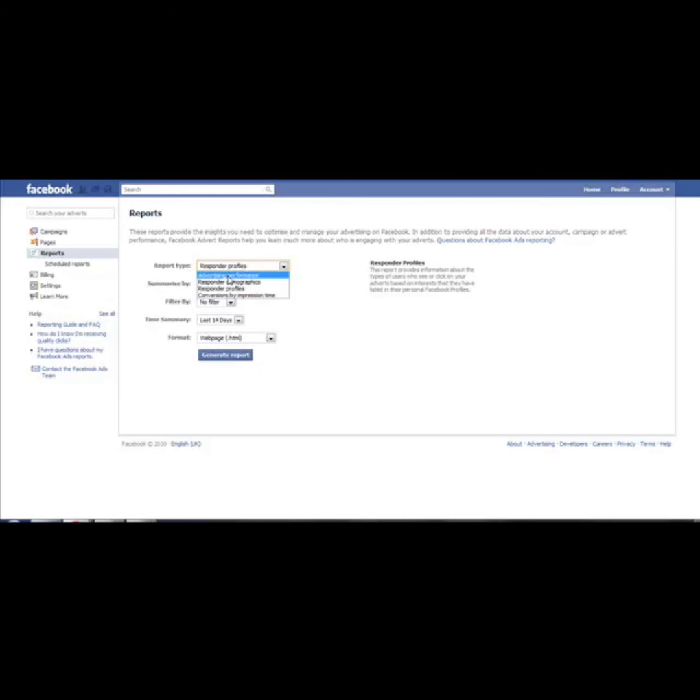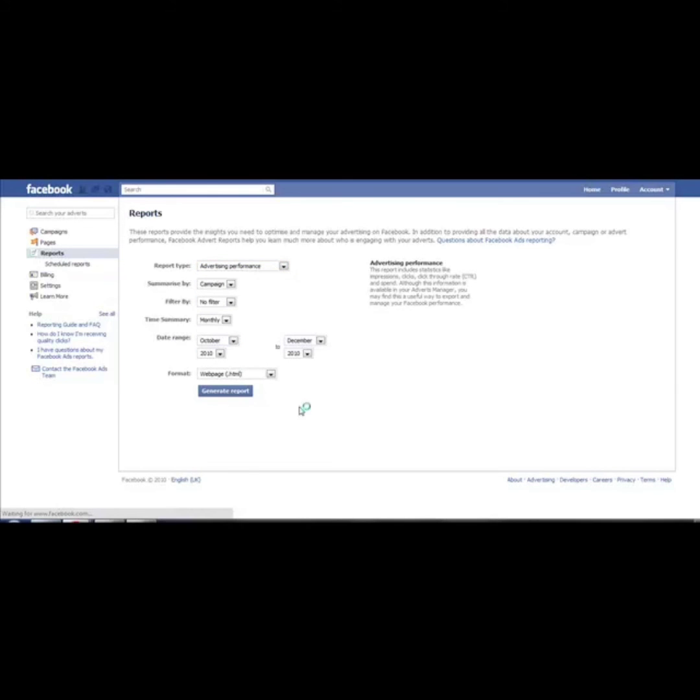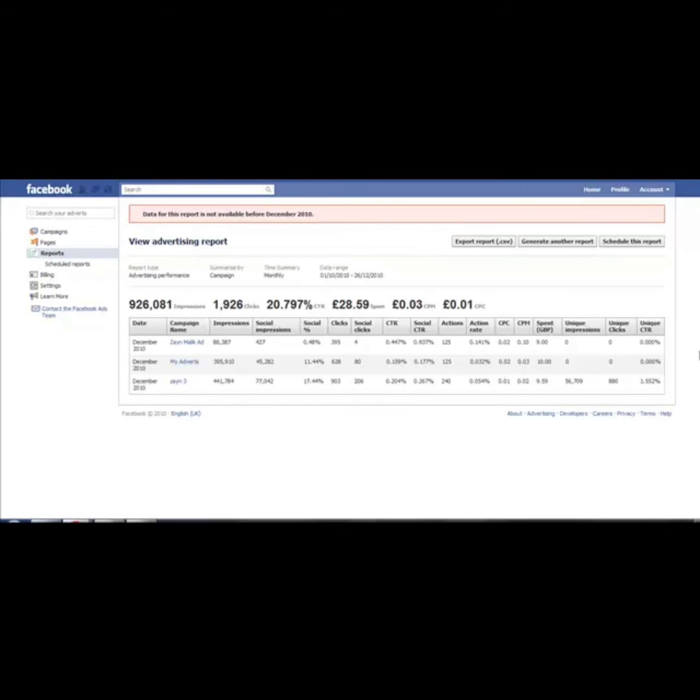Let's look at the advertiser performance. Okay, here we go. 900. This is the overall budget I spent. 926,000 impressions, 1,926 clicks, 20% click-through rate, £28.59 spent. So overall, all of these ads were a success, basically.